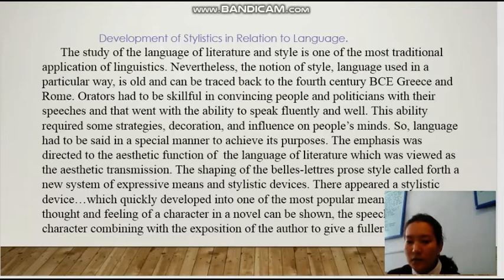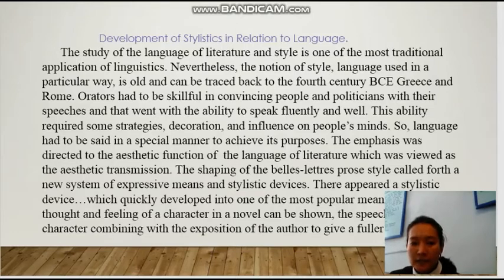There appeared a stylistic device which quickly developed into one of the most popular means. Thought and feeling or character in a novel can be shown through the speech of the character combined with the exposition of the author to give a fuller explanation.